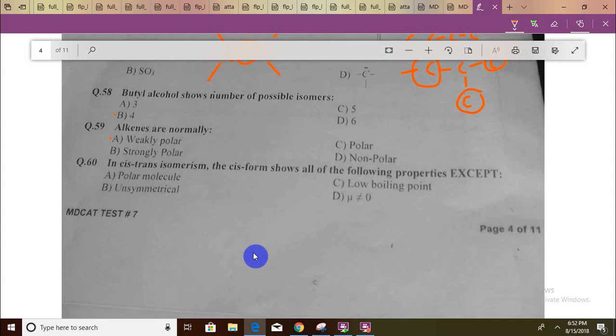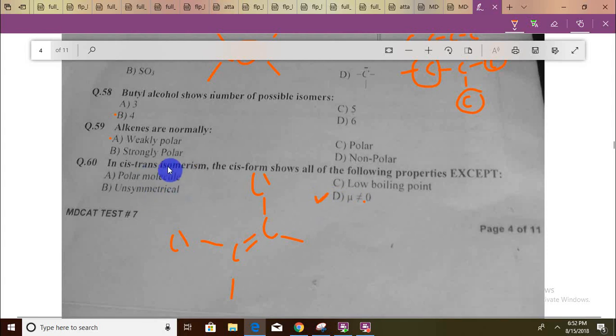Low boiling point. And this over here means dipole moment. So they're saying that in the cis form, the dipole moment is not equal to 0. You would be right. Cis form means they are on the same sides. So like this, for example, and this. So in the cis form, it's unlikely that it would completely be cancelled out. So this is correct.